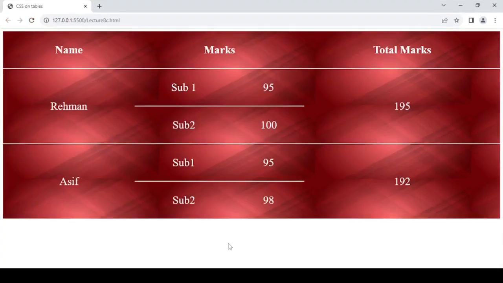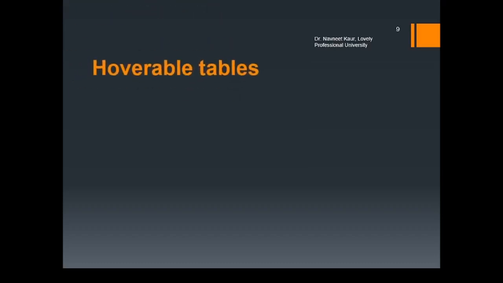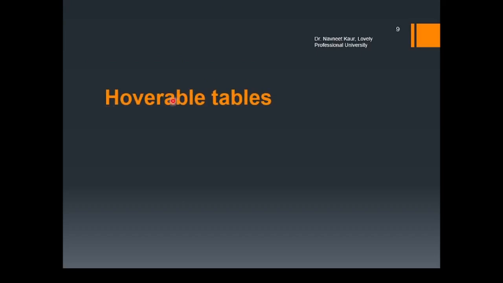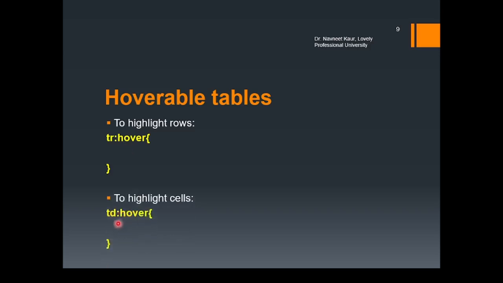And that is great. You can also apply the hover pseudo property on the tables. So let's have a look at the hoverable tables. In order to highlight the rows, you can use tr and then the pseudo property hover and mention all the properties that you want to have while you are hovering over the table row. If you want to highlight the cells, then you can write td and then hover and mention all the properties that you want to have while you are hovering over that specific cell. Next one is, if you want to highlight the full table, then you can use table hover.